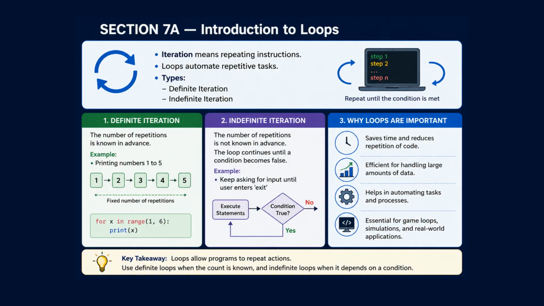Loops are very important in programming because they save time and reduce repeated code. They are also useful for processing large amounts of data, automating tasks, and creating game systems or simulations. The key idea to remember is this: loops help programs repeat actions efficiently. Use definite loops when the number of repetitions is known, and indefinite loops when repetition depends on a condition.